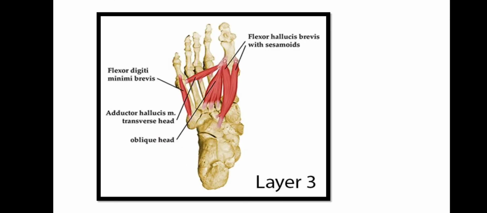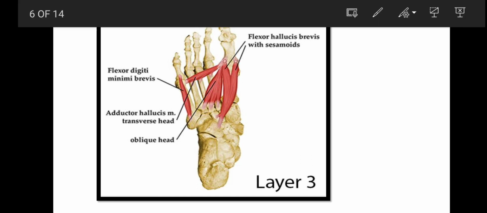Now coming to the third layer of muscles, this is the third layer which you can find. The major muscles in the third layer of the sole are flexor hallucis brevis, adductor hallucis, and flexor digiti minimi. 3 muscles you can find. Now flexor hallucis brevis, hallucis, so it is towards your great toe. It is a Y-shaped muscle. You can find it in a Y shape.